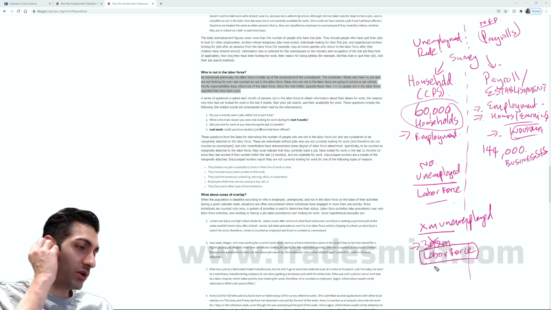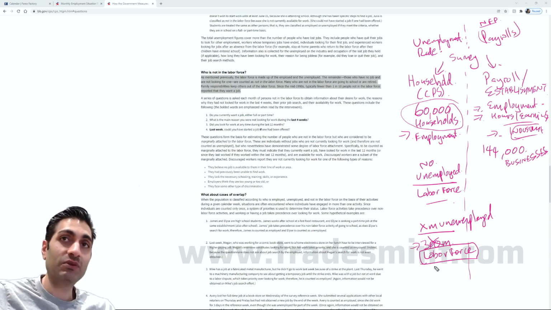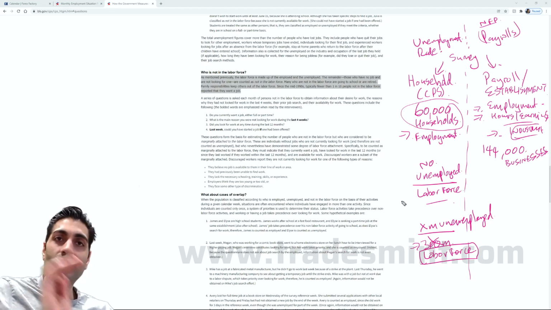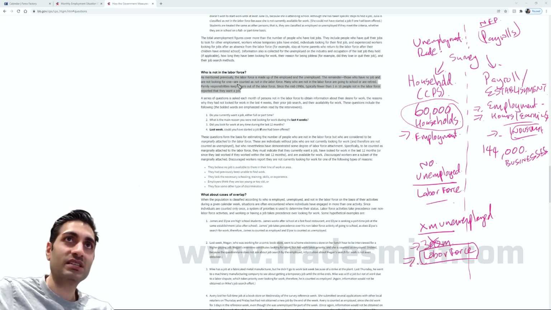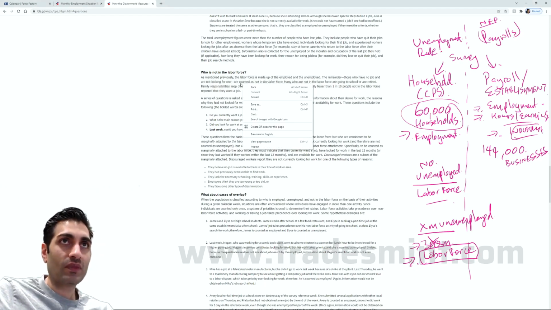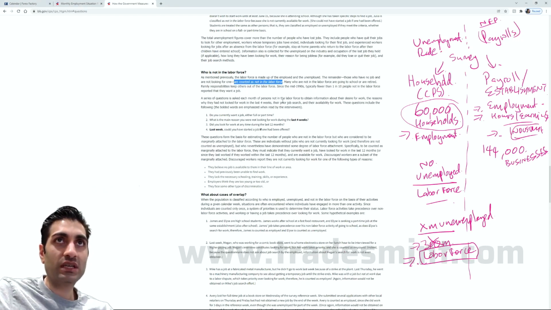Some people won't be looking for work. They're not considered part of the labor force. So the labor force is made up of only employed and unemployed people. There's going to be some that are not in the labor force, and it will make sense to you in a second. The remainder, those who have no job and are not looking for one, are counted as not in the labor force. Really important you understand this. Okay, these people are counted as not in the labor force.